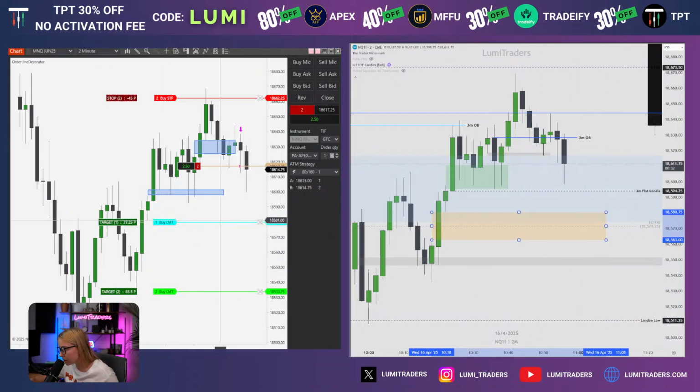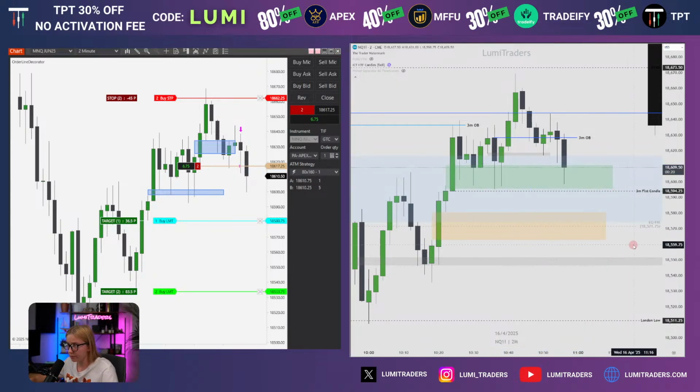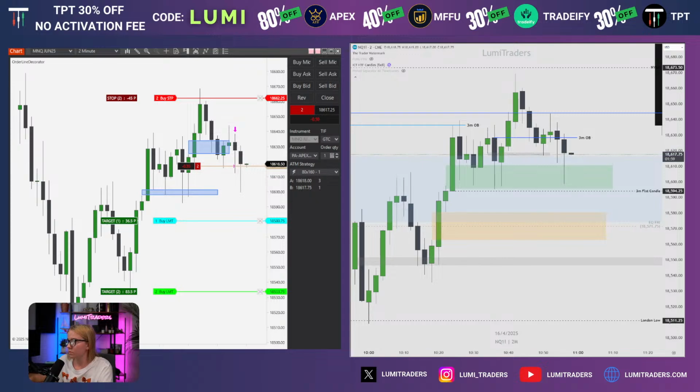Top of this fair value gap, 0.75, like this. Given the try, like I said before. SPX created an inversion fair value gap. Yes, I'm going to stay in this. SPX is trying to confirm this.